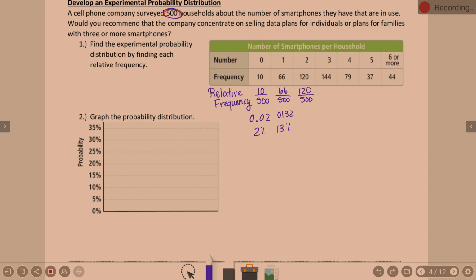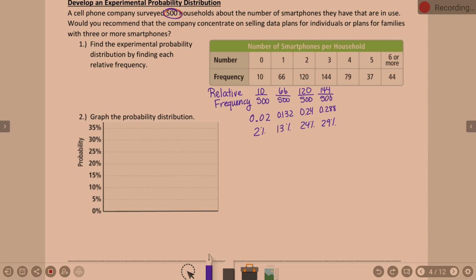Okay, two smartphones. Happens 120 times out of 500. As a decimal, that is 0.24 or 24%. Three phones, the most typical, right? 144 households out of 500. As a decimal, 0.288. To a whole percent as a whole number, I have 29%.